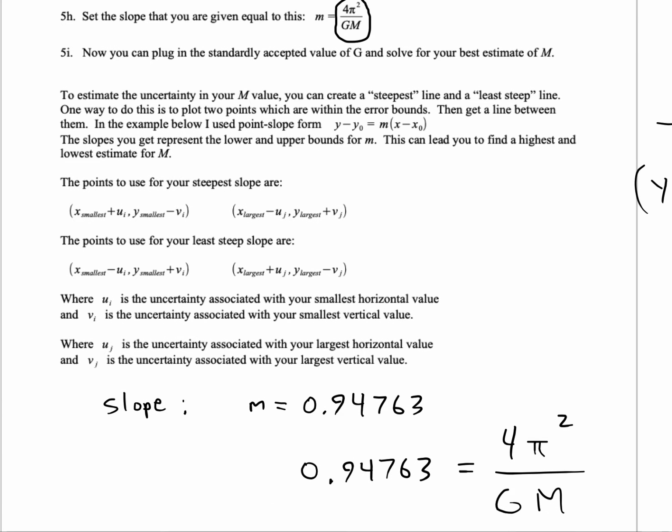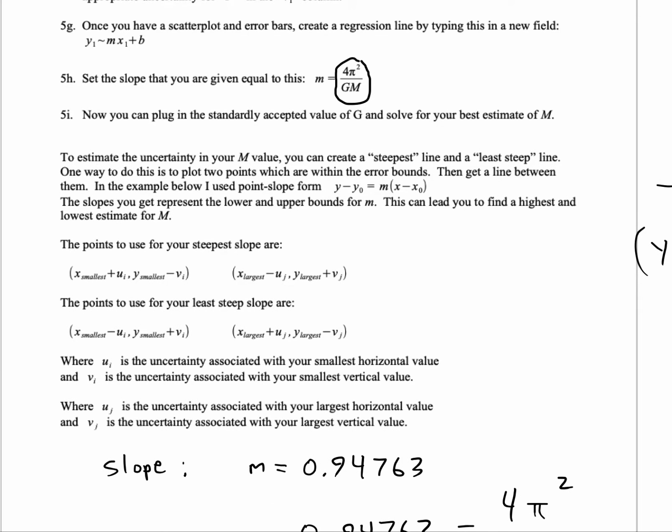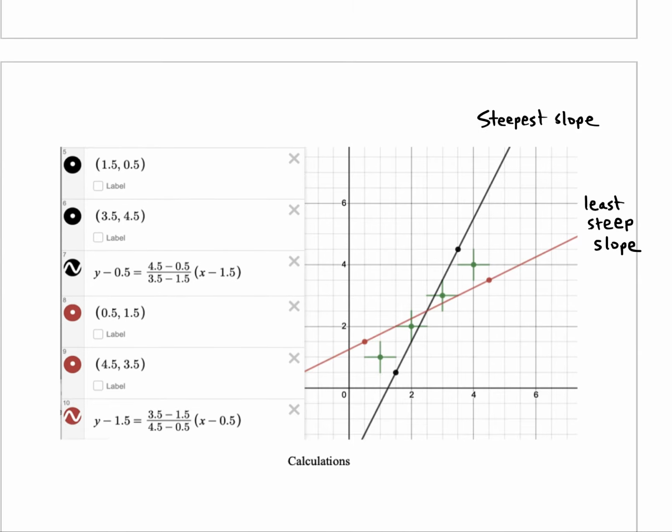It tells you how to get those. You can make two coordinates for the steepest slope, and then two coordinates for the least steep slope. How does it work? Well, basically, your error hatch marks there can be turned into error boxes, which Desmos didn't draw, but this is what they would look like, right?